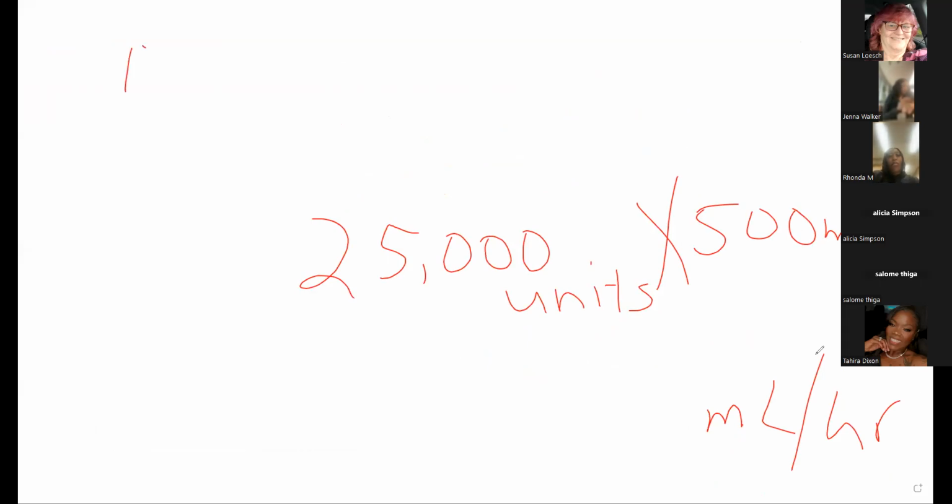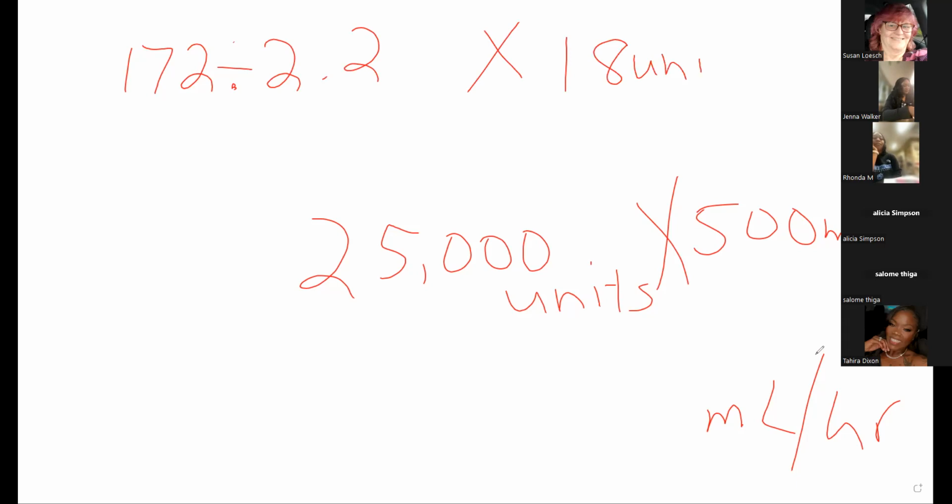We have 172 pounds. We're going to divide that by 2.2, and we're going to multiply whatever we get there times our ordered dose, which is 18 units per kilogram per hour. Leave everything in your calculator. Start with the 172 and divide that by the 2.2, which should give you 78.18. Okay, that's infinity. Leave it all in your calculator and multiply that whole number times your 18.